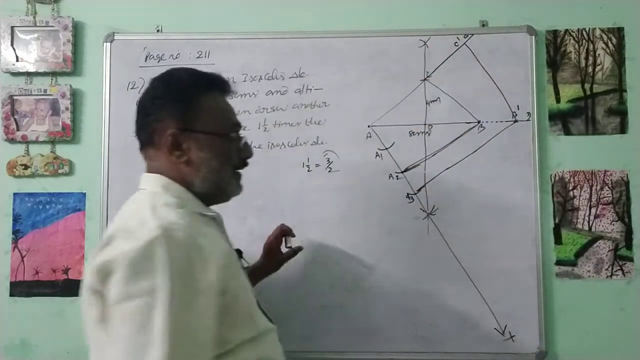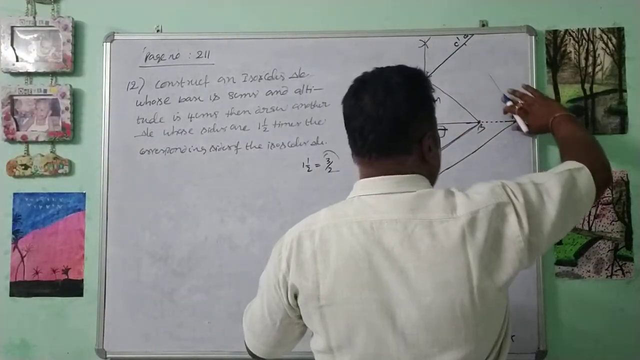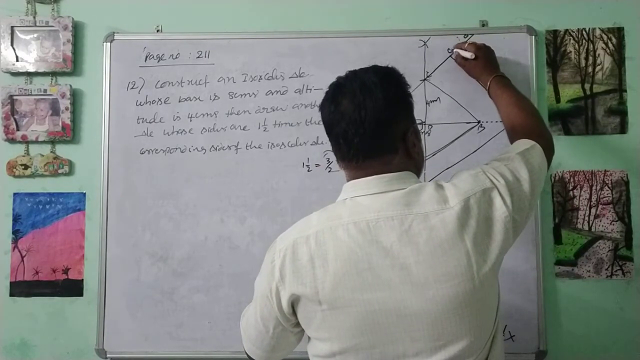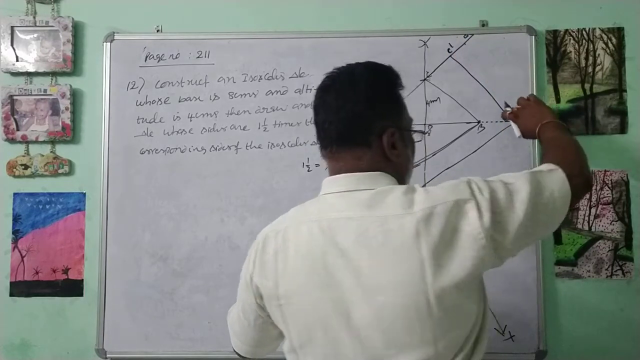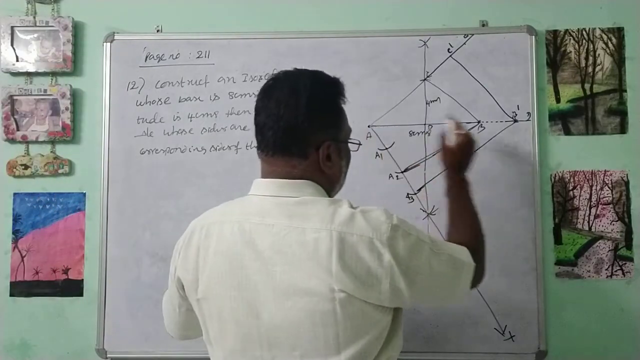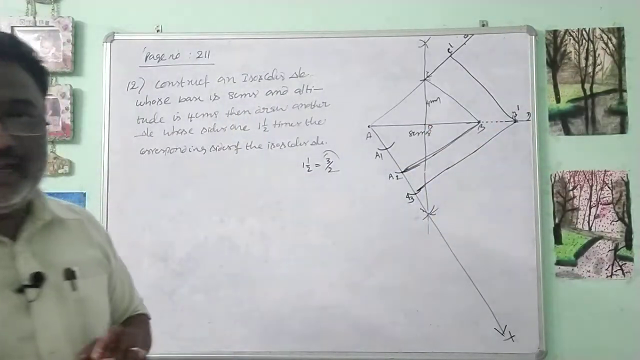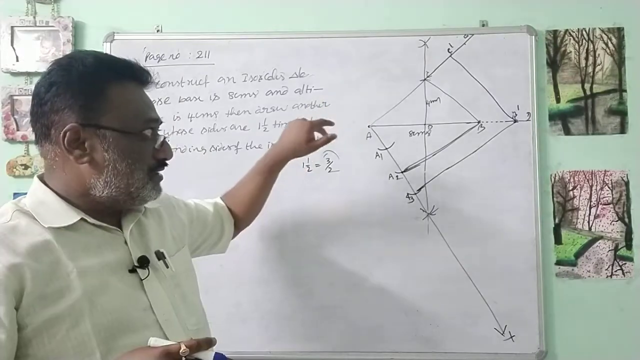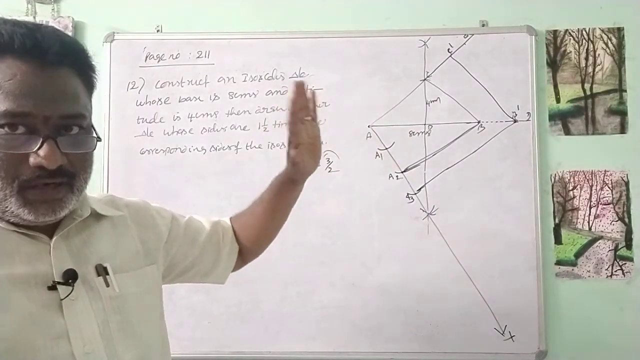in C dash. That's all. Now A, B dash, C dash is our required triangle, which is 3/2 part of the given isosceles triangle ABC. That's all. Let me explain briefly one more time.